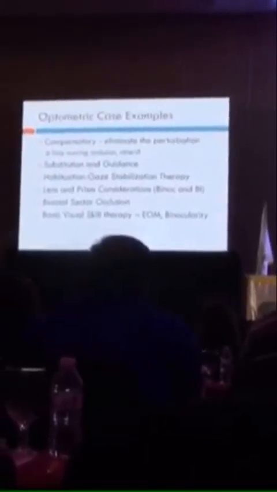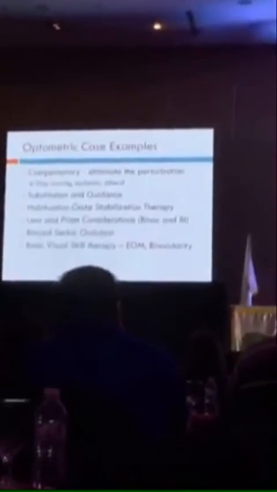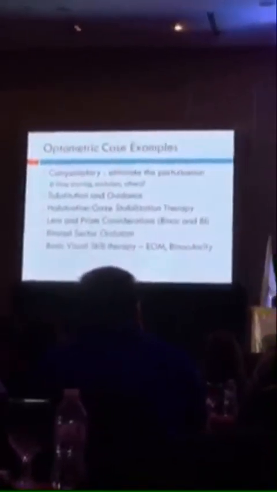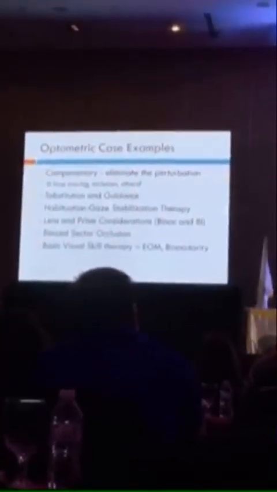Substitution and guidance. What other input can they include to allow them to be more comfortable? That includes fixation, blinking, when they're walking and turning, making movements less complex. Habituation therapy, we can use that. We can also use lenses and prisms, sector occlusion, and also basic vision skills therapy.